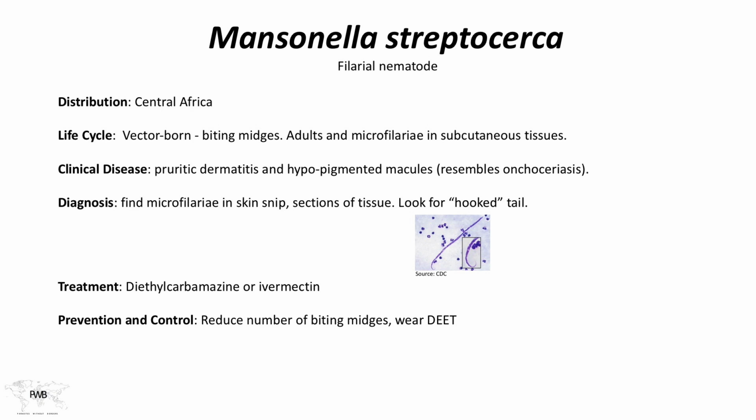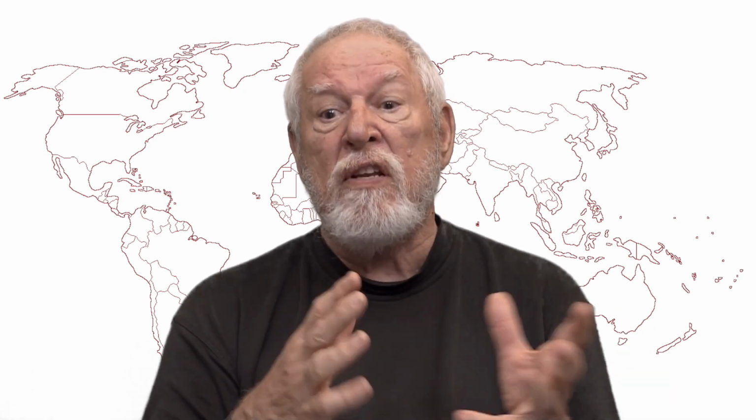A pruritic dermatitis and hypopigmented macules in the skin are the result of infection and sometimes can be confused for early onset clinical symptoms and signs of infection with Onchocerca, but obviously doesn't progress to the degree that Onchocerca does.